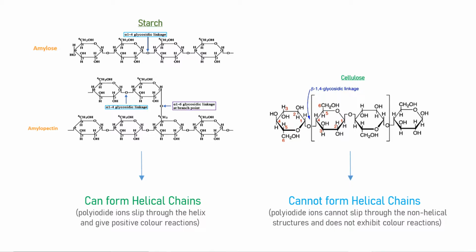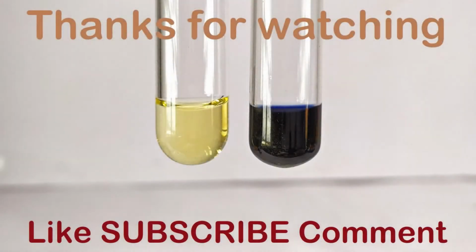On the other hand, polysaccharides such as cellulose have their constituent beta-D-glucose units linked together by beta-1,4-glycosidic linkages, which gives rise to long, linear, straight chains of glucose units instead of a helix. So there is no room for polyiodide anions to slip into and form colored complexes. The result is that there is no significant chemical interaction between the iodine solution and the cellulose structures, hence a negative iodine test. So this is all about the iodine test for polysaccharides such as starch.